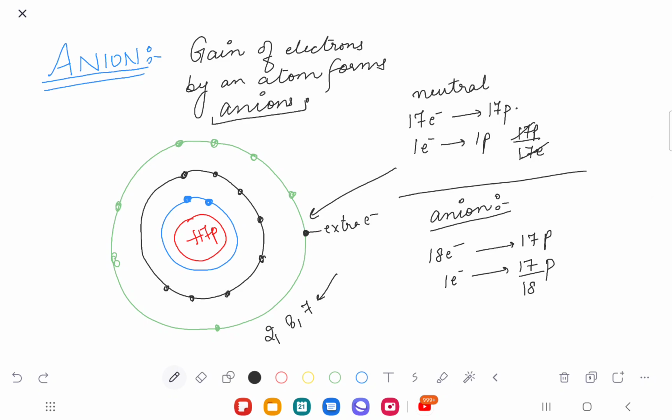So you will have 17 divided by 18. That would be 0.94 protons. That means one electron is experiencing a force of less than one proton. So this green shell will not remain at its position. It would expand. It would come to this red shell's position.